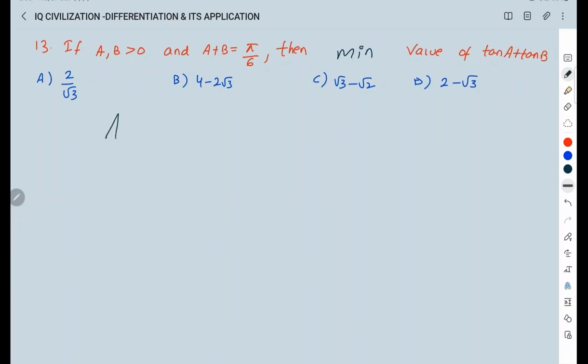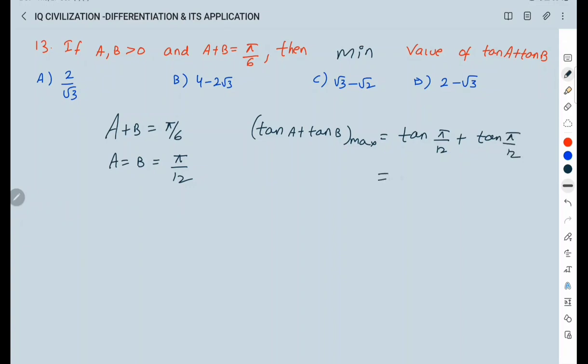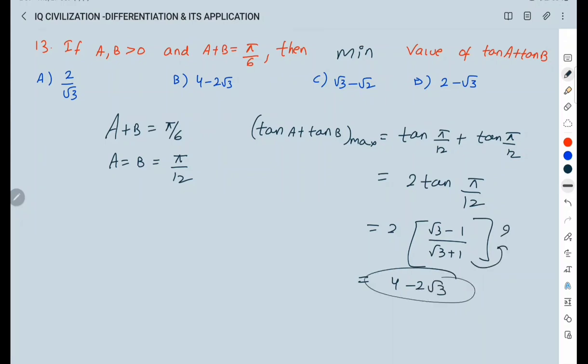Here A plus B equals pi by 6 is given. So we have to divide it into equal parts: A equals B equals pi by 12. Here for tan A plus tan B, we need to get this value. That is tan pi by 12 plus tan pi by 12, which is 2 tan pi by 12. So 2 into the value of tan pi by 12, root 3 minus 1 by root 3 plus 1. Just remember this. That is 4 minus 2 root 3. How did I get this? After rationalization.